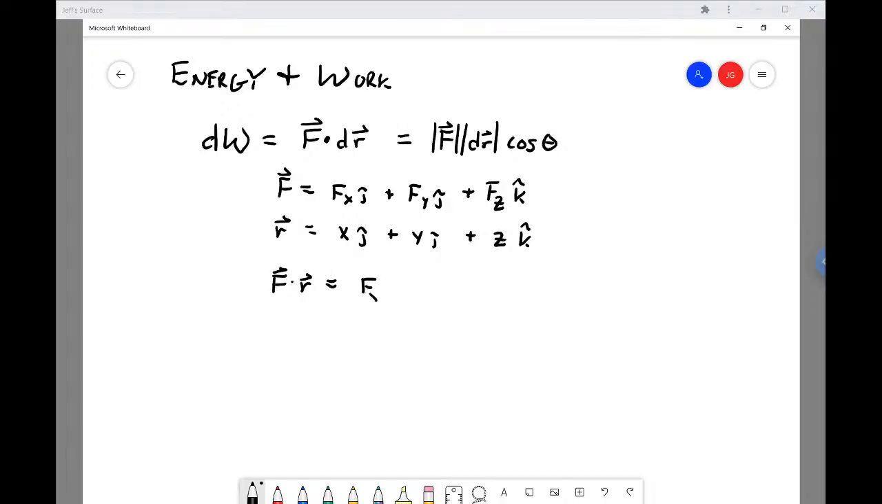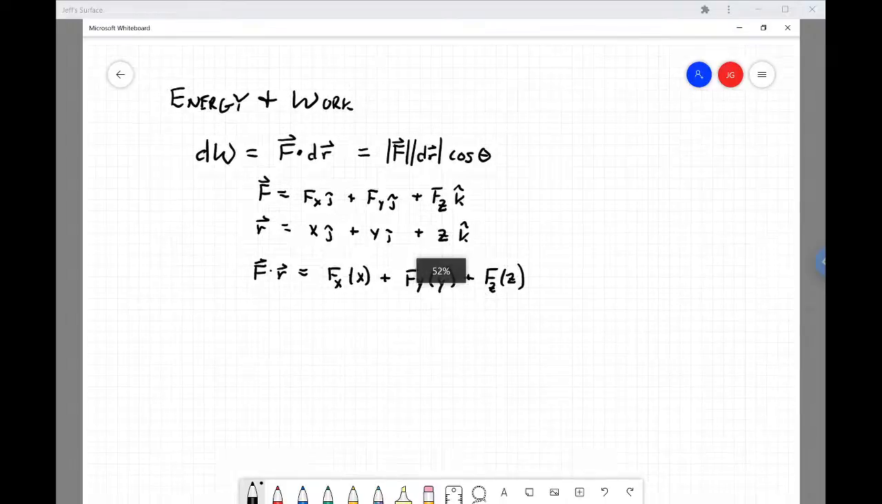And the dot product between these two vectors, written in this unit vector notation, is the product of the x component of the force and the x displacement, plus the y component of the force times the y displacement, plus the z component of the force times the z displacement. So it turns out that it is a scalar quantity, but that's just another way that you can calculate it.